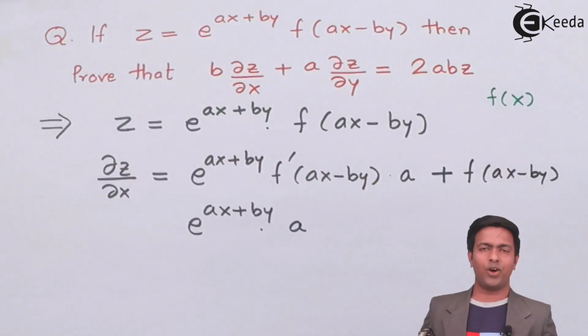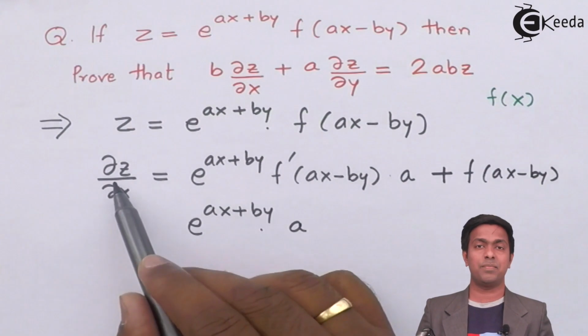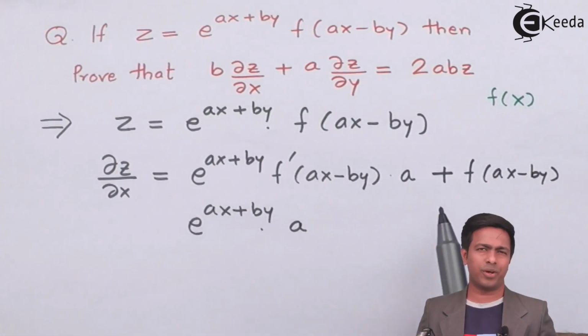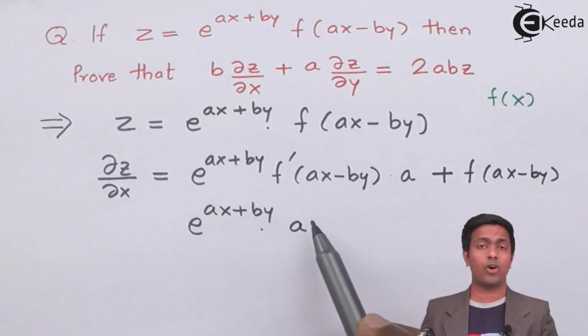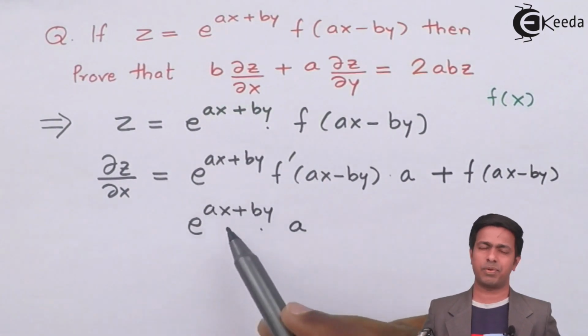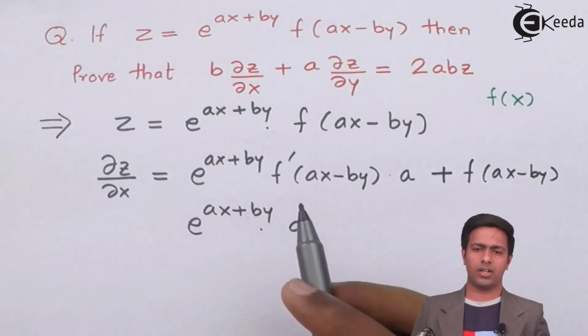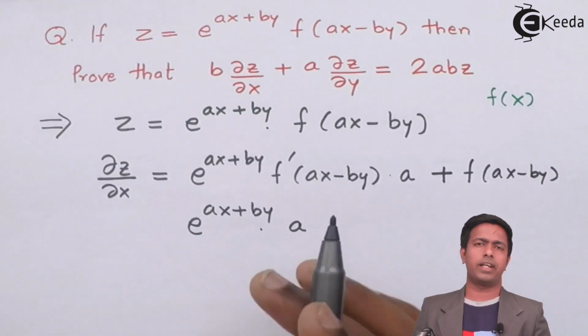So here we got the value of del z by del x. Now from this value you can take a few terms common. So here I can take e to the power ax plus by common as well. But guys, we'll keep it as it is, and in the further terms we will take it common.